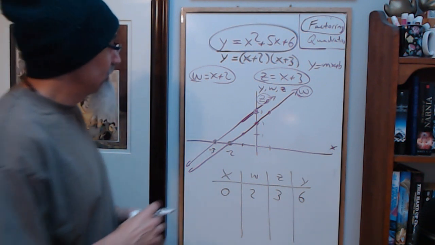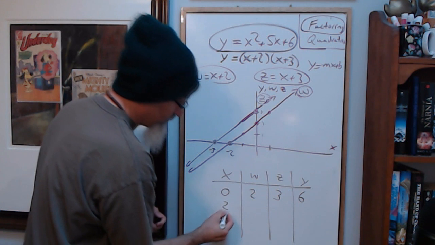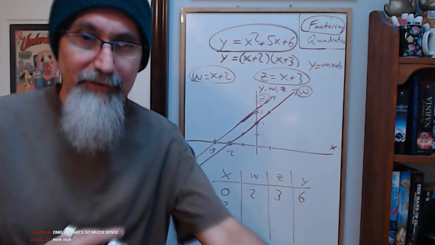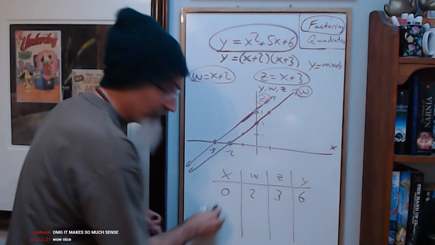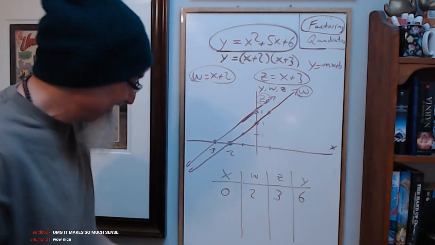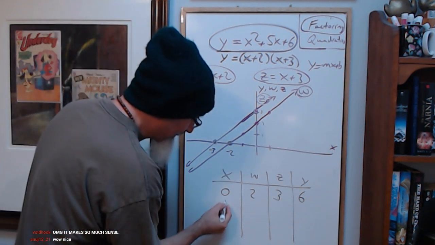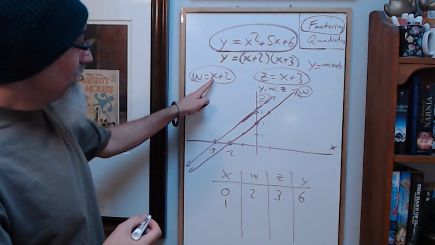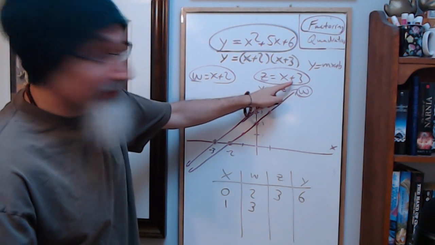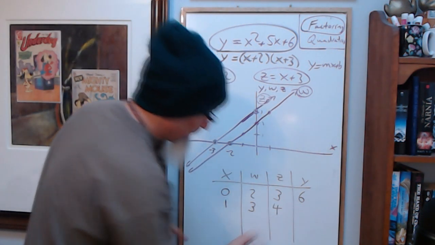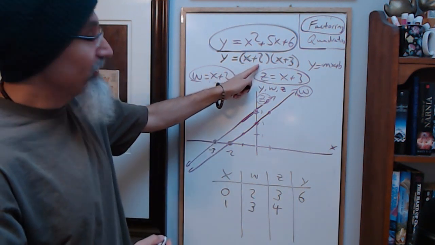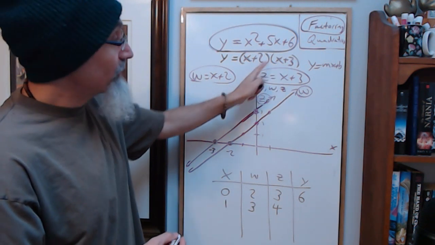Let's do another number. Let's do 1 first, so we don't go too far. Oh my God, it makes so much sense. So take a look at this. Let's put in x is equal to 1. Plug in 1 here. 1 plus 2 is 3, so w becomes 3. Put in 1 here. 1 plus 3 is 4. What's y? Put in 1 here. 1 plus 2 is 3. 1 plus 3 is 4. 3 times 4 is 12.